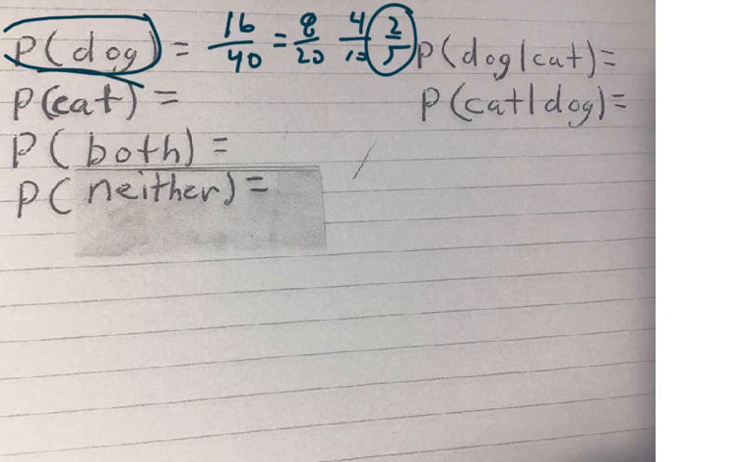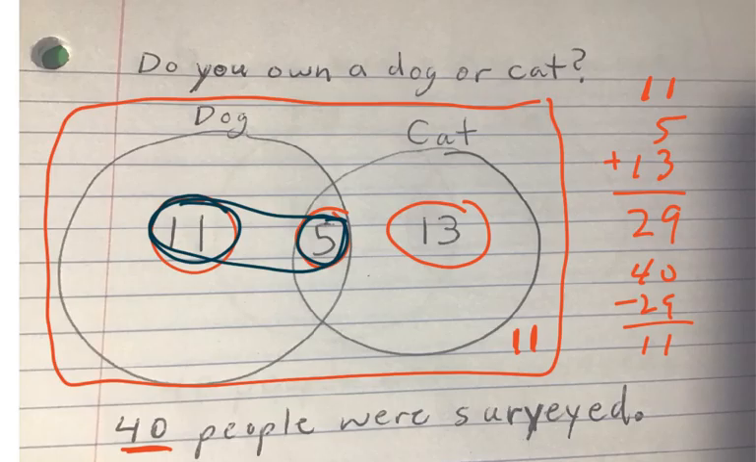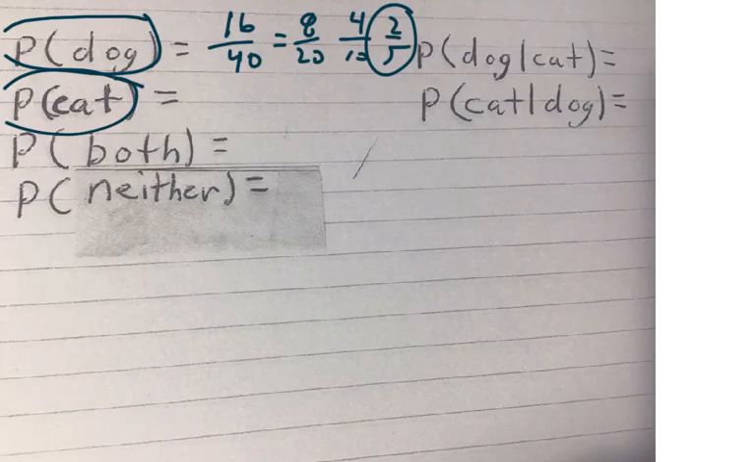What about the probability of a cat? Well, there's 13 that only had a cat, but we can't ignore there's 5 more here that have a cat. They just happen to also have a dog. But altogether, there's 18 out of 40 that have a cat. And again, we're going to want to reduce that. This time it's 9 out of 20.